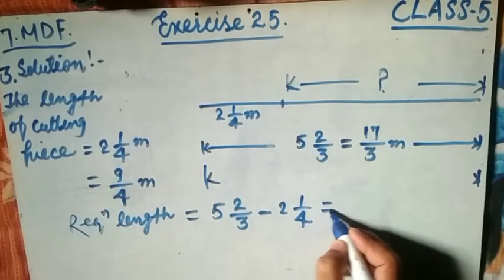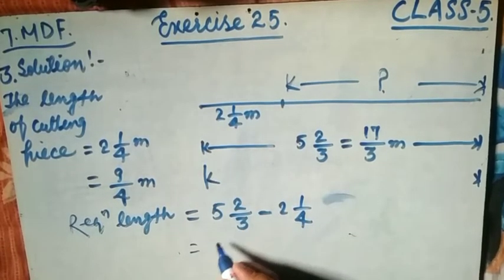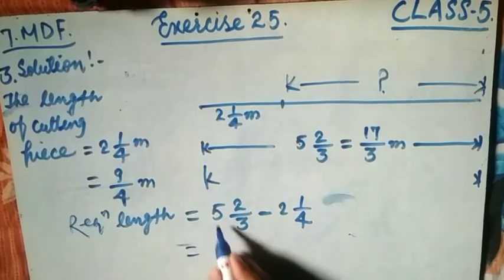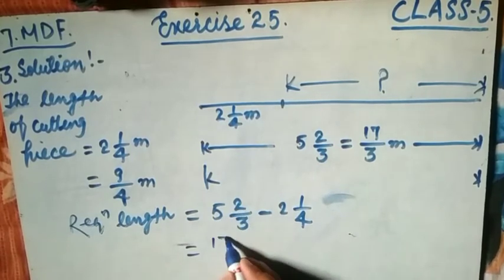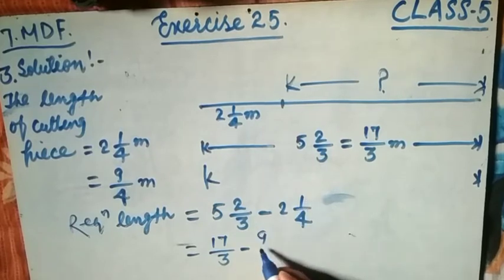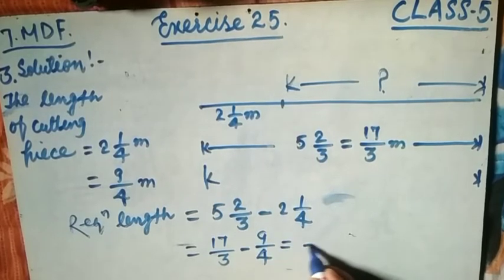Now first we have to change into improper fractions. 5 times 3 is 15 plus 2 is 17 by 3, as it is, minus 4 times 2 is 8 plus 1 is 9 by 4. Take the LCM of 3 and 4, which is 12.